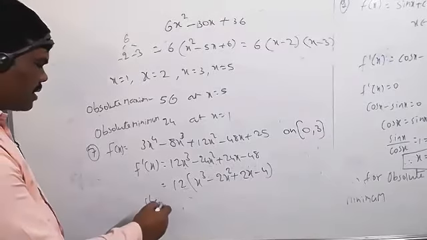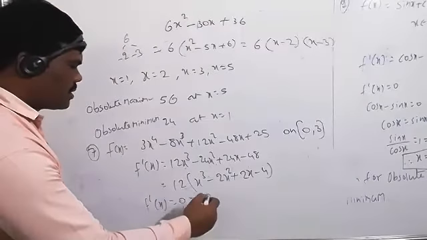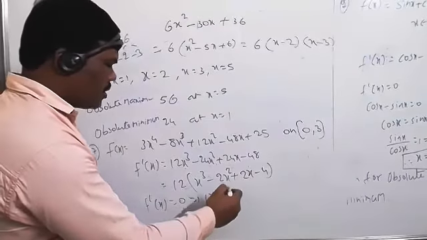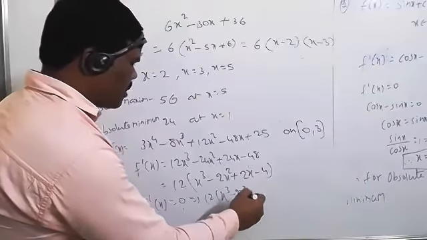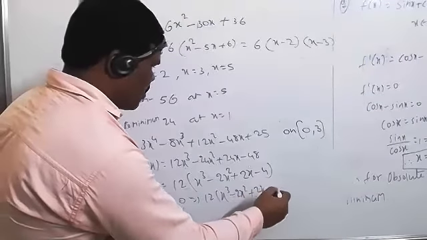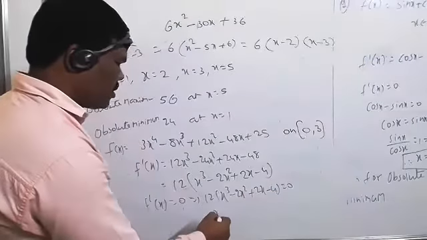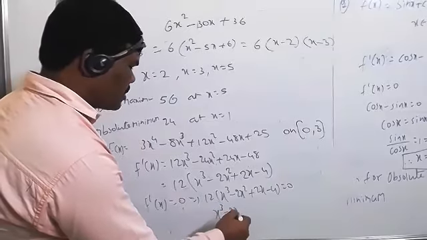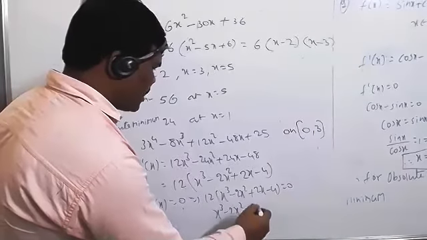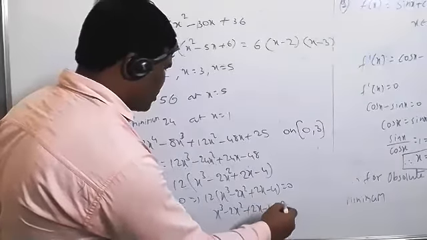Therefore f dash of x equal to 0, that implies 12 into x cube minus 2x square plus 2x minus 4 equal to 0. So x cube minus 2x square plus 2x minus 4 equal to 0.